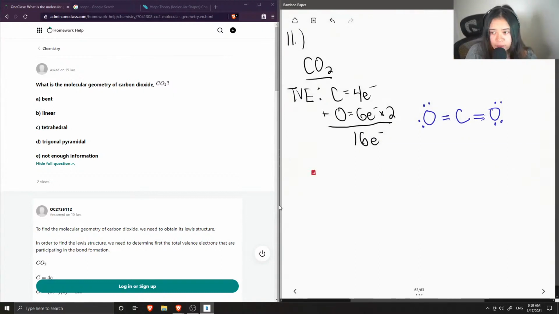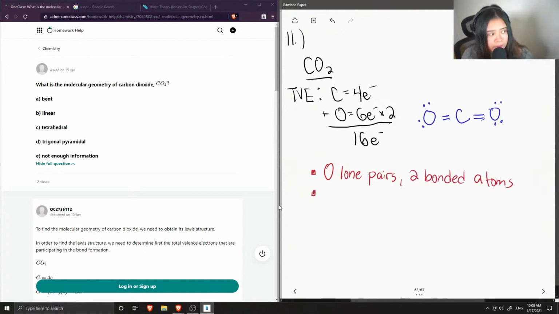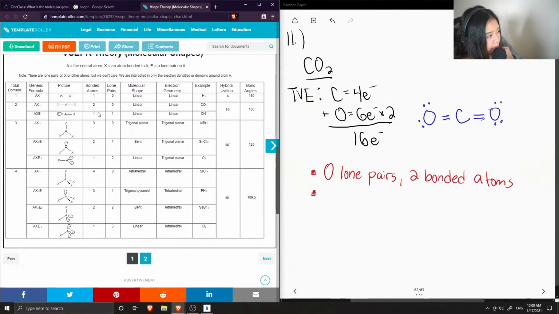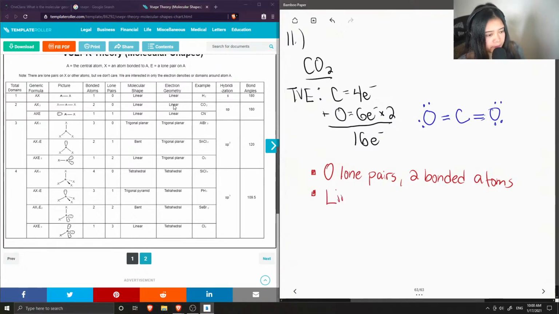For this structure, we base the molecular geometry on the central atom, which is carbon. So carbon contains 0 lone pairs, and there are also 2 bonded atoms. So we need to use our VSEPR table to figure out its molecular geometry. Here, when we have 2 bonded atoms and 0 lone pairs, we have a linear molecular shape and also a linear electron geometry. I'm just going to write linear.